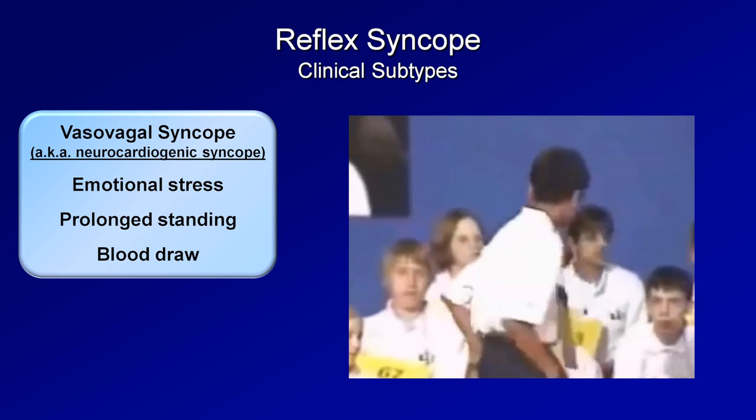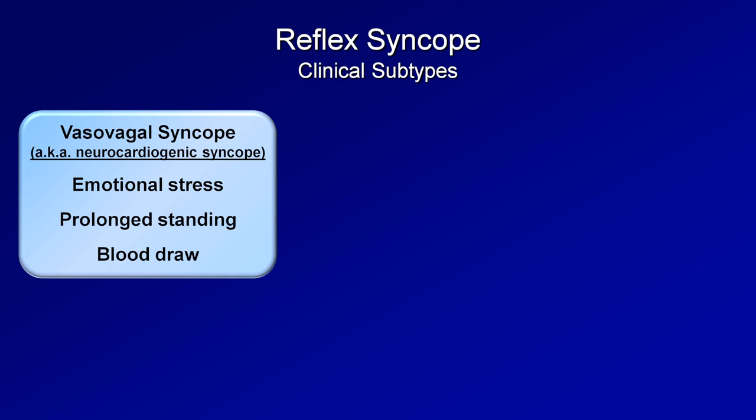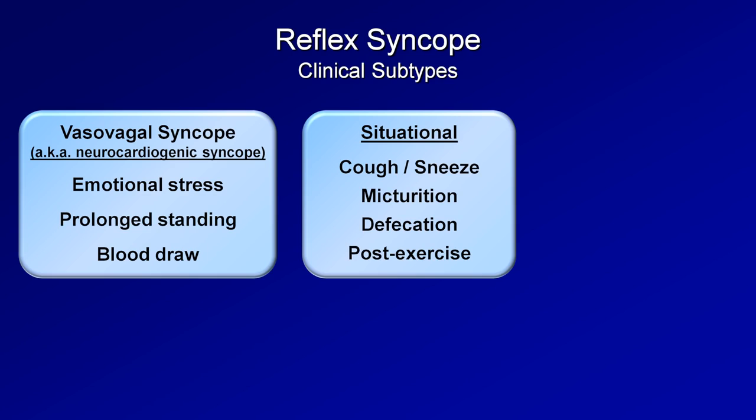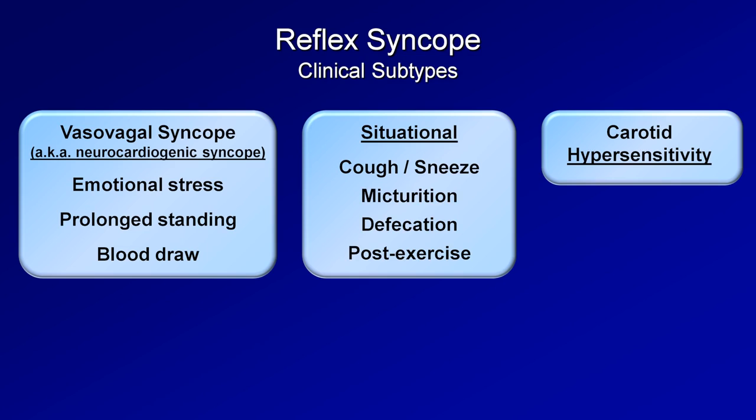The student actually finished second overall in this contest. Then there is situational syncope. In this subtype, the syncope frequently recurs during a common daily action, for example, coughing, sneezing, micturition, defecation, or immediately post-exercise. Finally, as a separate subtype, is something called carotid hypersensitivity.